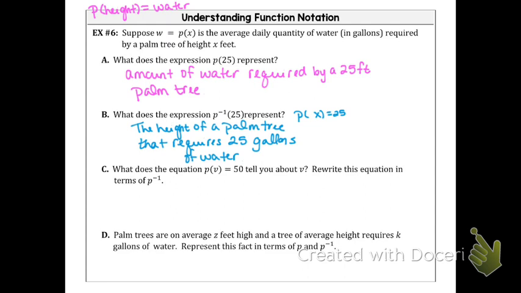All right, C says what does the equation P of V equals 50 tell you about V? Rewrite this equation in terms of the inverse of P. All right, so first P of V equals 50. That means that the height is V and it requires 50 gallons of water. So V is the height of a palm tree that requires 50 gallons of water.